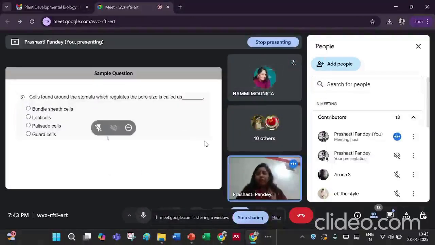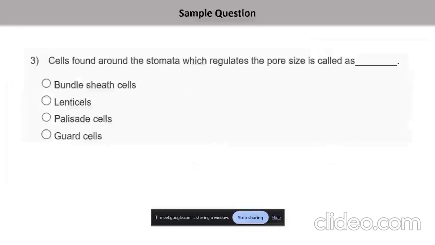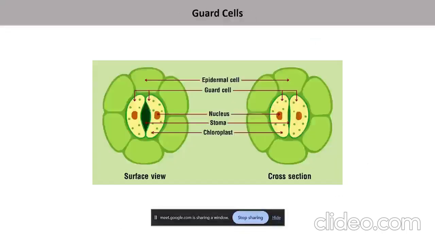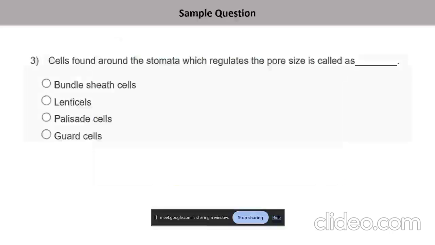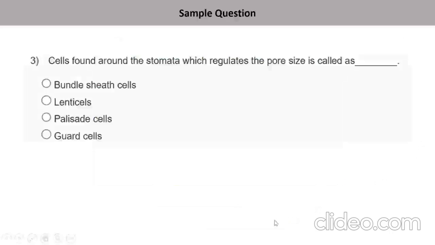Okay. Is it okay now? I think now the screen should be changing properly, even in the presentation mode, right? Yes. Okay. So the question was that cells that are found around the stomata which regulate the pore size. Whoever answered this question, great. The answer is guard cells.